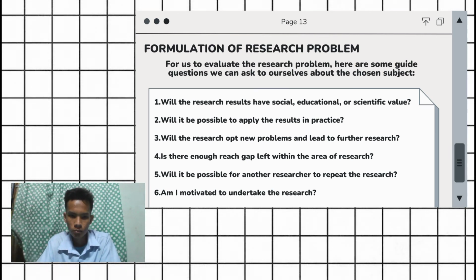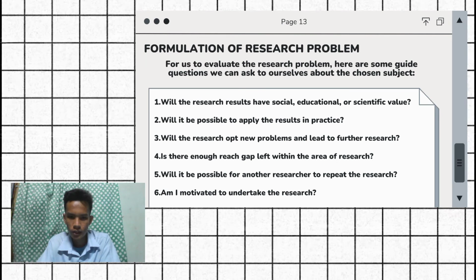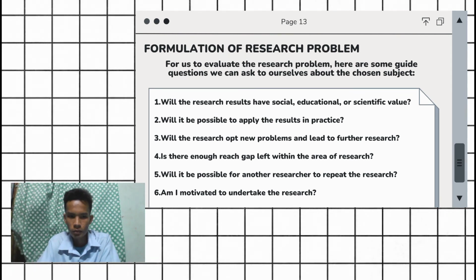We have 12 guide questions, and those are: number 1, will the research results have social, educational, or scientific value? Number 2, will it be possible to apply the results in practice? Number 3, will the research open new problems and lead to further research? Number 4, is there enough rich gap left within the area of research? Number 5, will it be possible for another researcher to repeat the research?